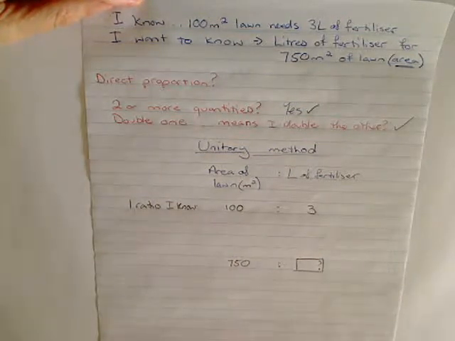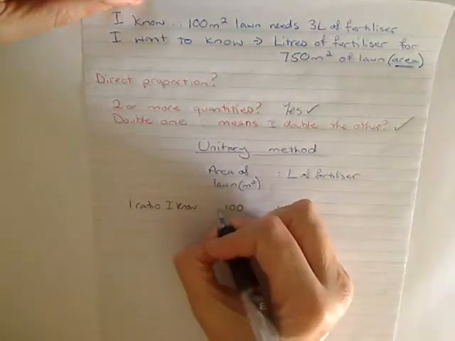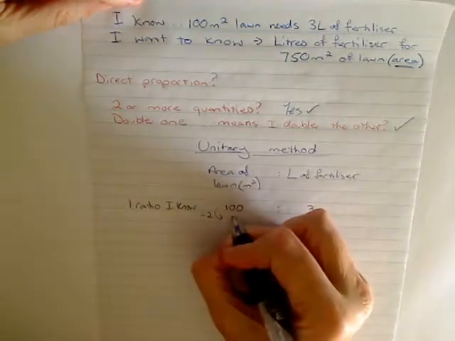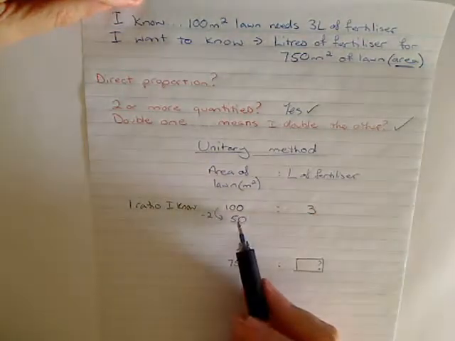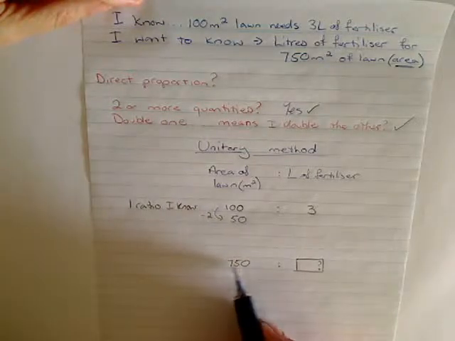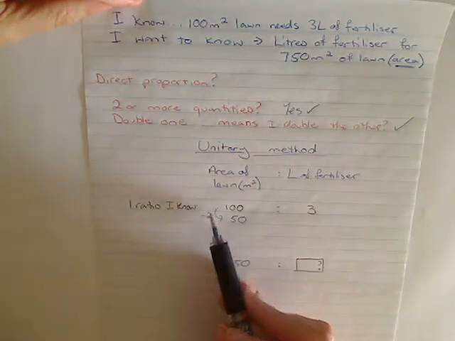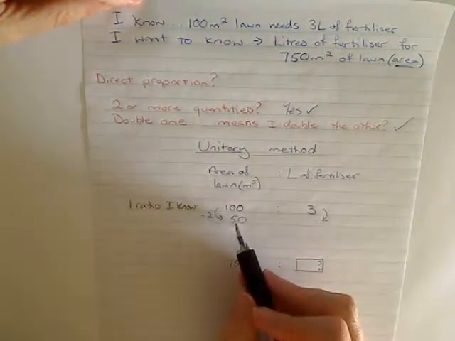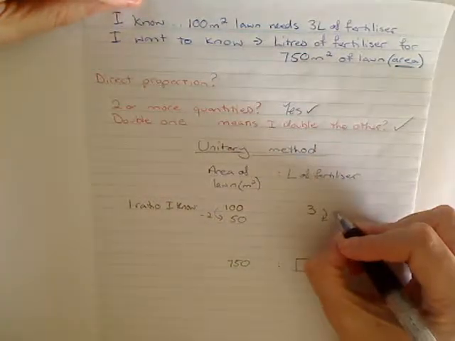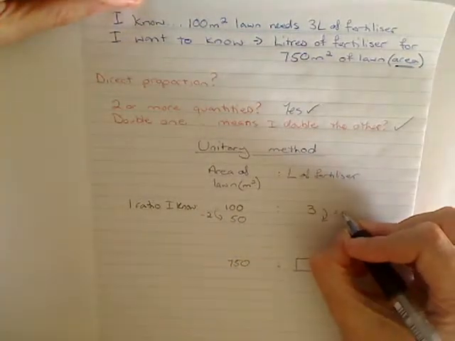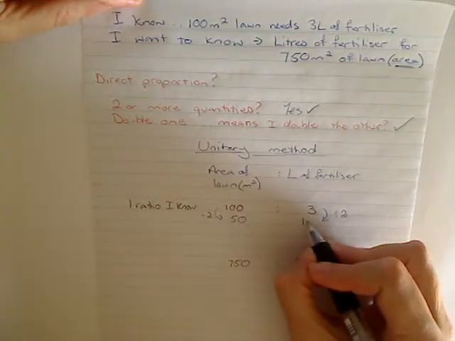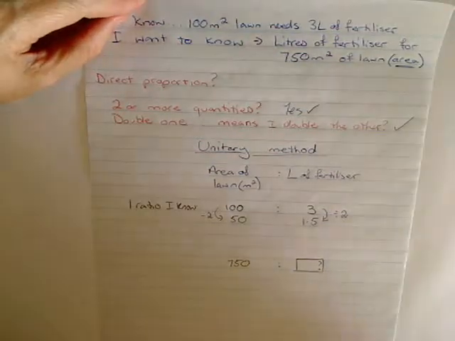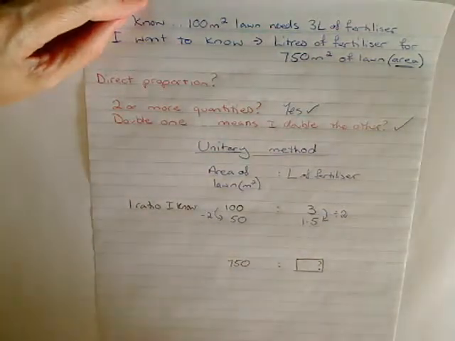So I'm going to start by going smaller, with a smaller unit. I'm going to divide by 2 because that will take me to 50. And then I know I can get from 50 to 750 more easily. So I'm dividing this side by 2. If I'm going to halve how much lawn I'm going to fertilise, I halve the fertiliser. So I divide by 2, I'll get 1.5. You can work in fractions if you choose. I'm going to work in decimals for this one. I think it might be a bit neater, but it's your call.